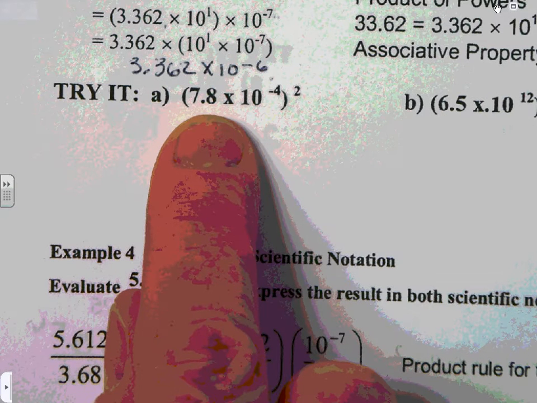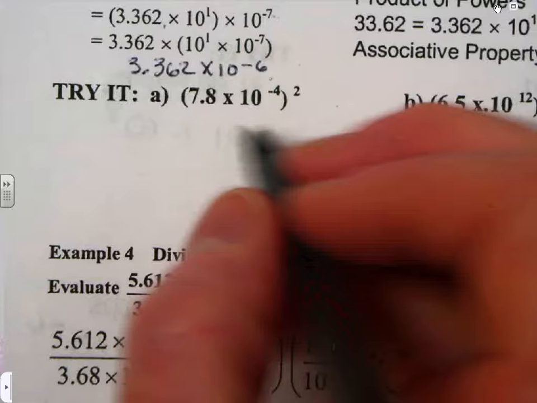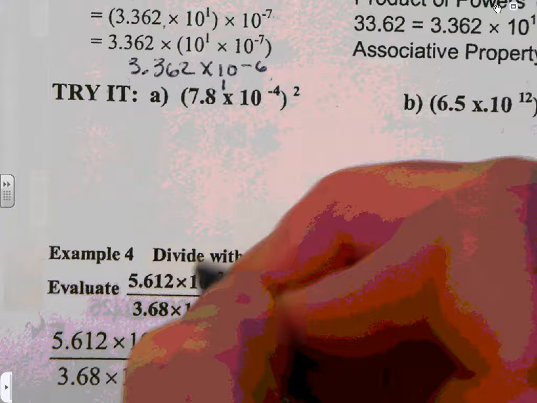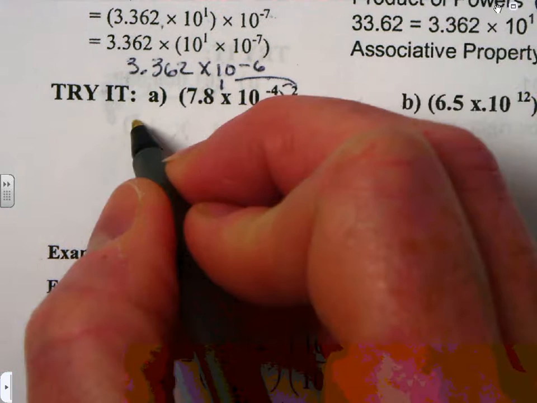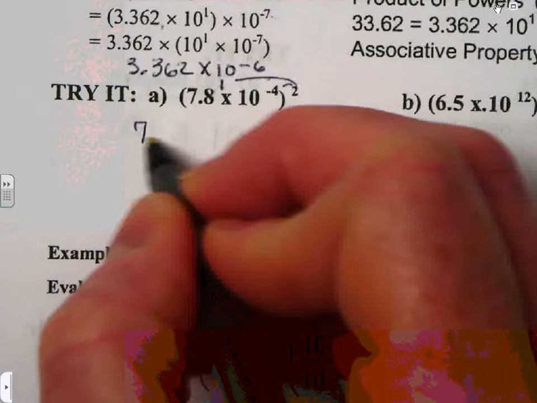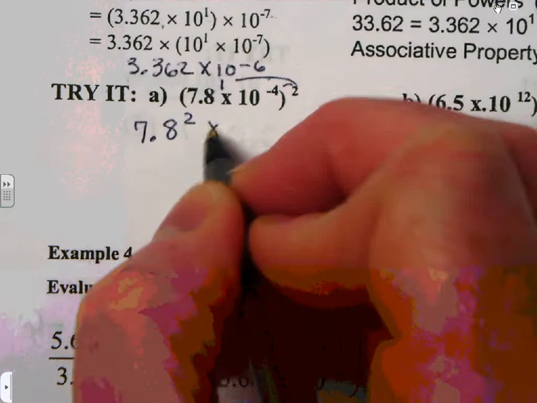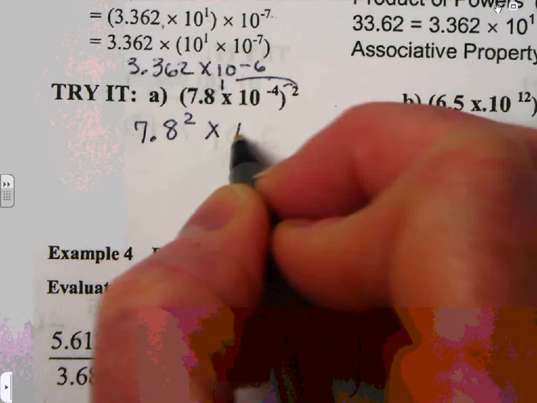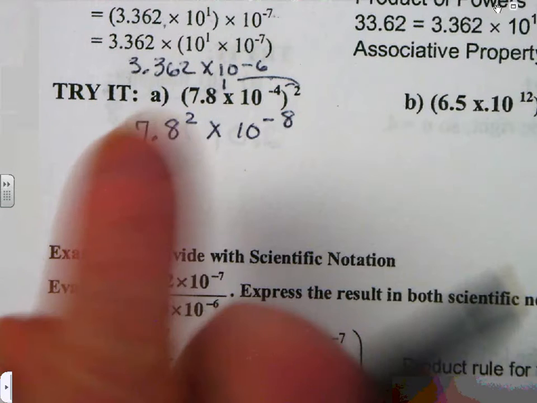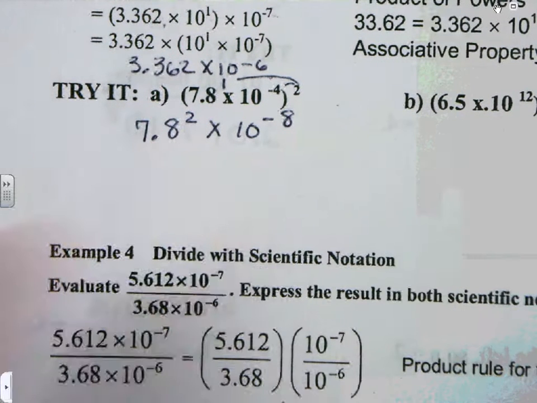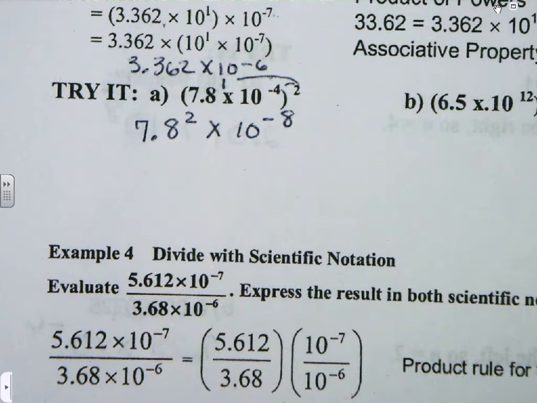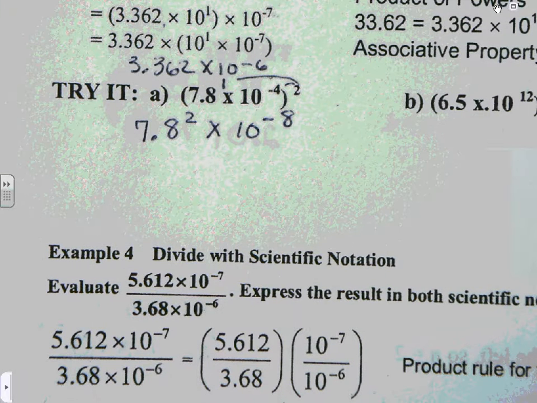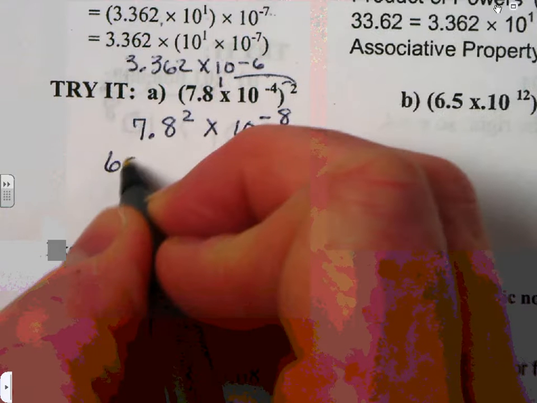And this is an order of operations problem, isn't it? Power to a power. So, you get a 1. And now we have to multiply, correct? So we have 7.8 squared times 10 to the negative 8. Come up with a real answer for 7.8 squared. Tell me what you get. 60.84. Good job.